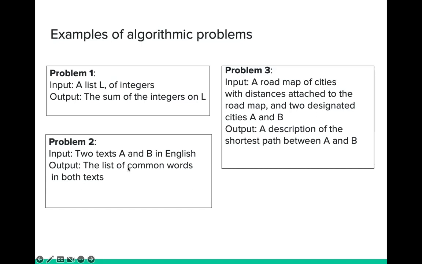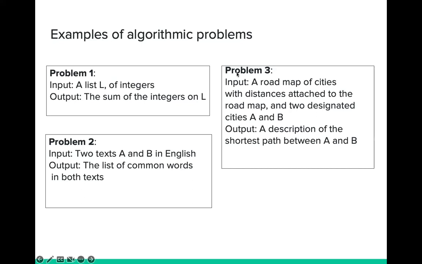Another problem would be looking for the common words in two texts. The input would be two texts A and B in English. We have specified here that the legal or valid input should be in English. Suppose that the text is expressed in Kinaray-a or Hiligaynon, then most likely the algorithm will fail because it is not programmed for Kinaray-a or Hiligaynon, right? The output will be the list of common words that are in both texts A and B.